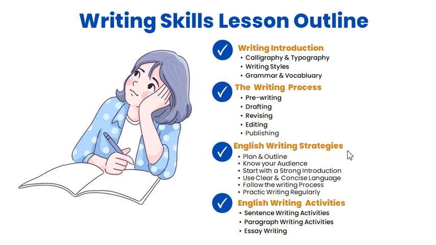There are strategies to develop English writing: planning and outlining is the first stage, and then we have to know our audience and go on to starting a strong introduction and using clear and concise language, as well as following the writing process and practicing writing regularly. These are the strategies. So we'll see them in detail.